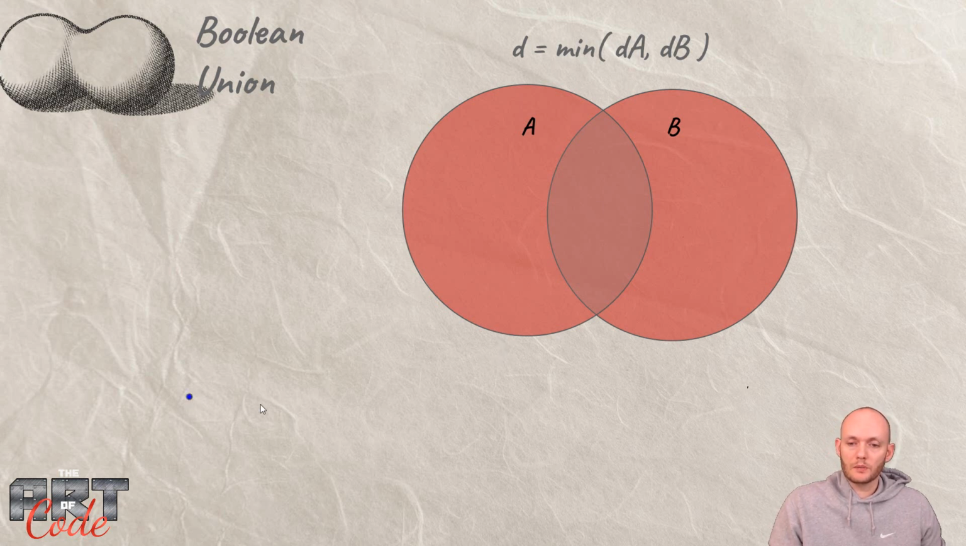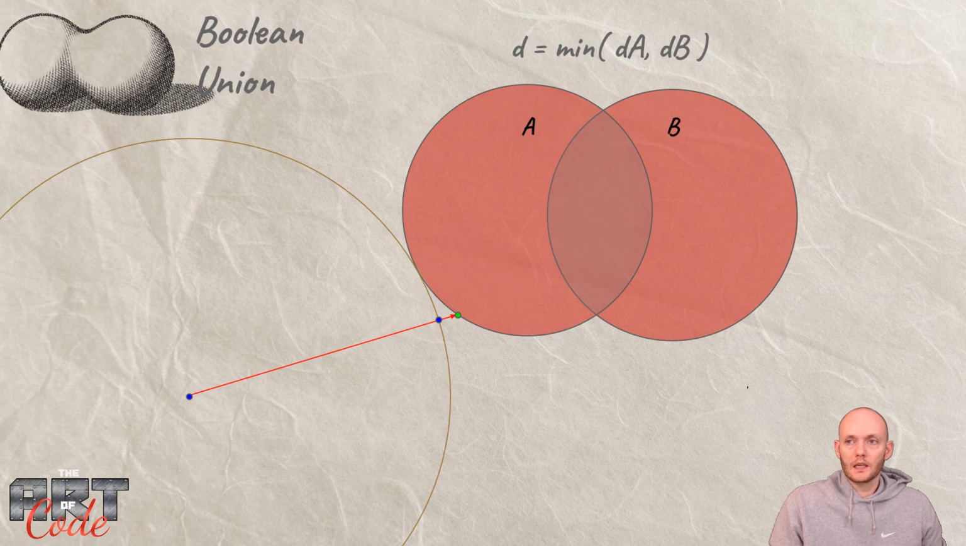So we have a point P over here, and we're marching in this direction, and we're just taking the minimum of either object each time so that we can never step into either object. Okay, fair enough. Now over here you see a nice smooth union between two objects.